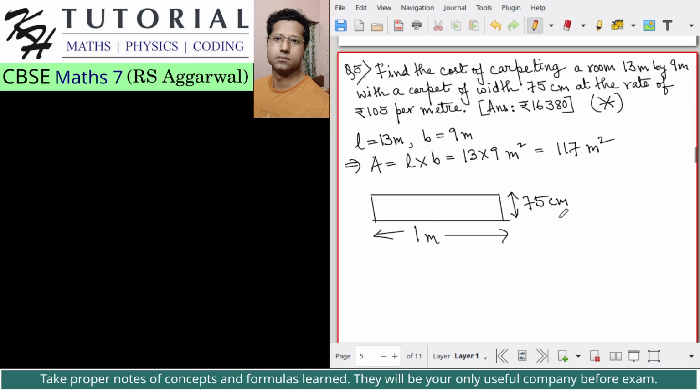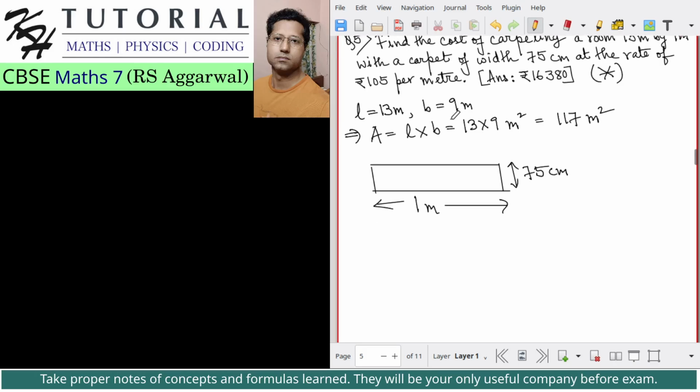That is, basically we have to find the length of the carpet so that its area, with the carpet's width fixed at 75 centimeter, will be equal to the area of the floor of the room, which is 117 meter square. Okay.